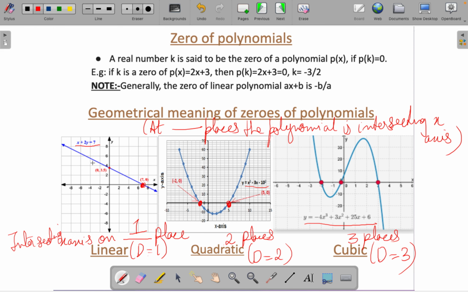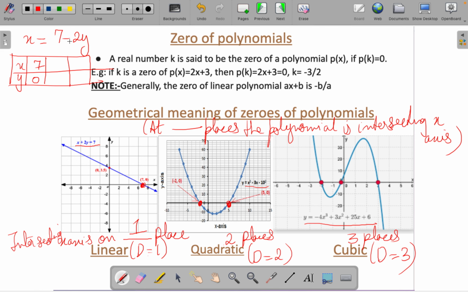Okay, plotting of graph, children, you already know, right children? x equals to, we will take this as 7 minus 2y, and we will take any 3 values so that we get to know the slope of the graph or its plotting. So we can take the value of y as 0, so x will be 7.